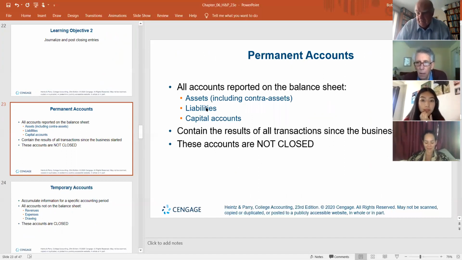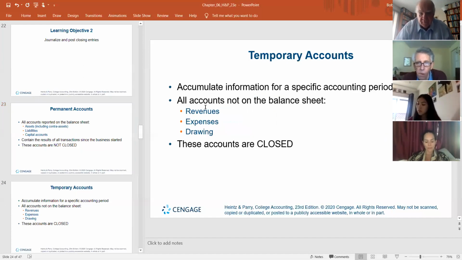You don't close anything on the balance sheet with one tiny exception. You do not close the permanent accounts. You don't close the balance sheet. They continue. Cash at the end of the month was $800. At the end of the next month, it was 1,000. It goes on and on. You never zero it out.